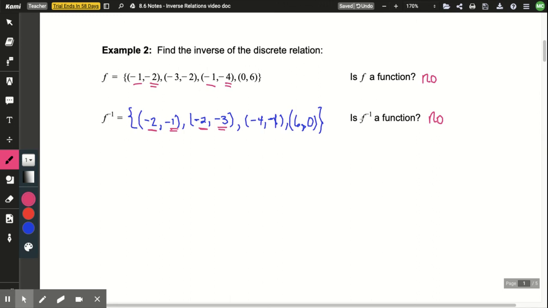Now in these two examples, in the first one, both the original relation and the inverse were functions. And in the second example, both the original relation and the inverse were not functions. But that's not always the case. You could have an original relation that is a function and an inverse that is not, or vice versa. Okay, now you answer the next couple of questions on the Google form.